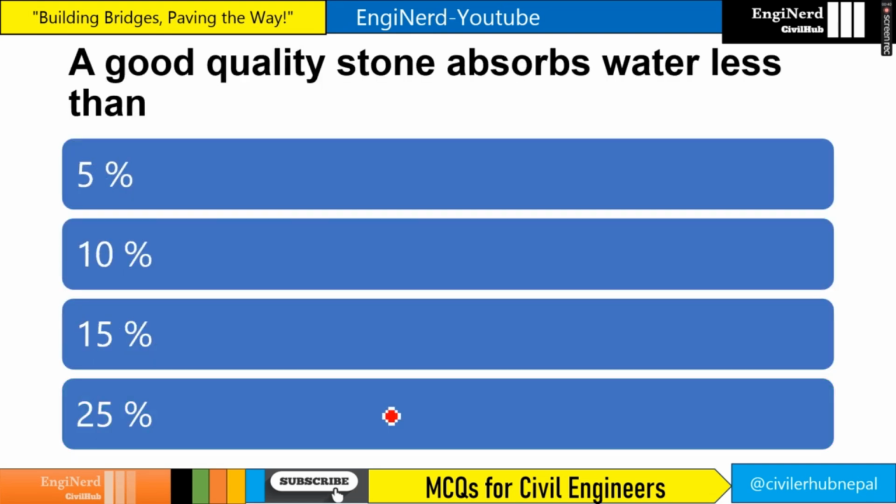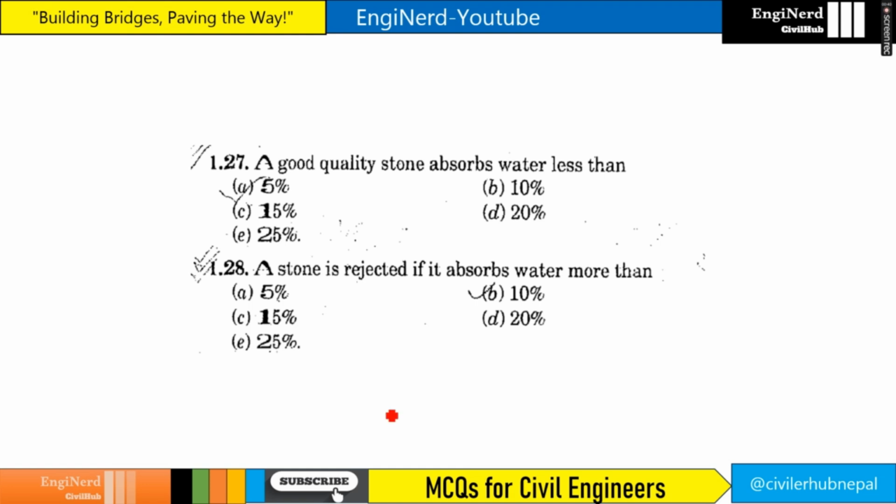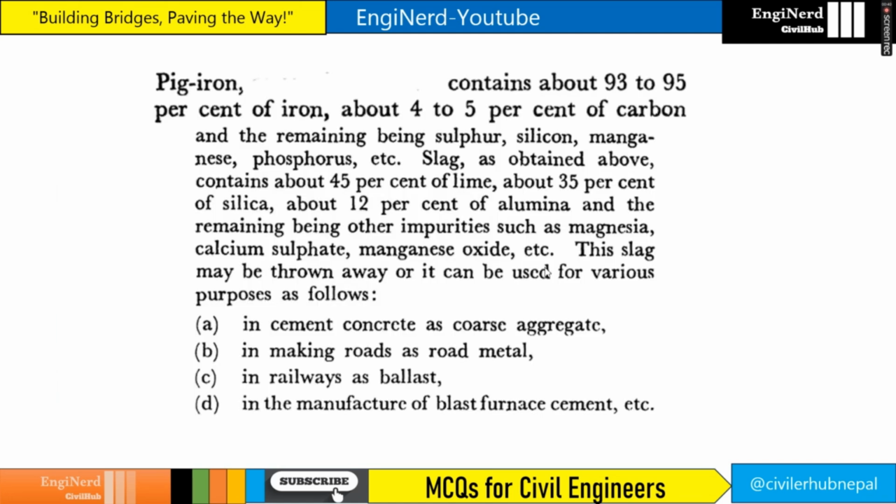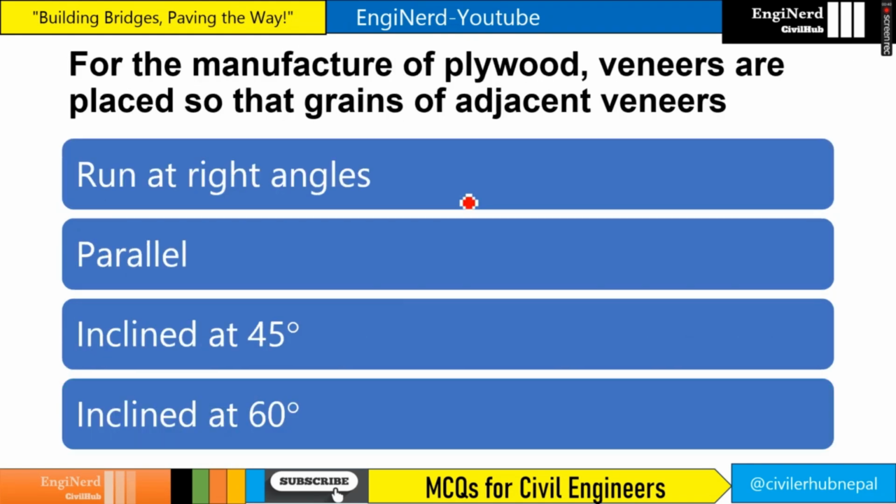A good quality stone should absorb water at less than 5%, right? Less than 5%, and it is rejected if it absorbs more than 10%. The slag which floats on the surface of the molten iron generally contains lime 45%, silica 35%, alumina 12%, and other 8%, right? All of the above is the answer. If you see here, it contains about 45% of lime and 35% silica, 12% alumina, and rest others.